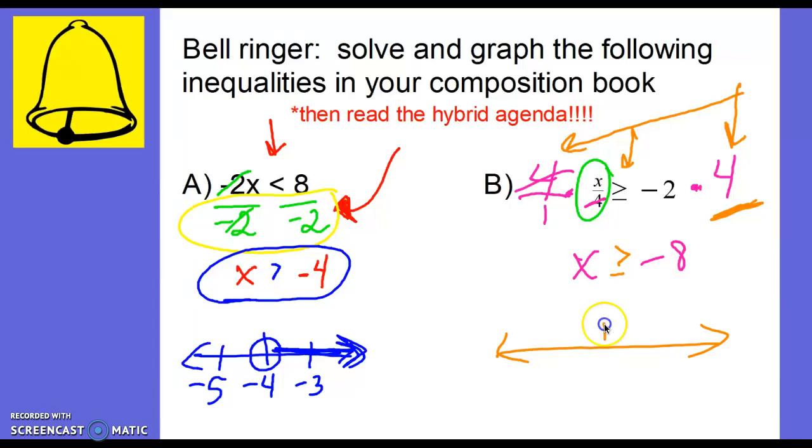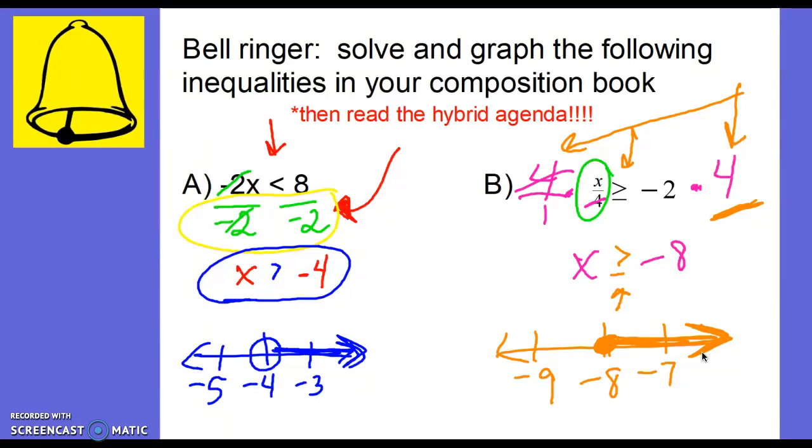Now when you go to graph, you can put -8 on the number line. One number above is -7, one number below is -9. This time you should have a shaded end dot because of that little equals to line right there. And then greater than is pointing to the right. All the numbers greater than -8 are to the right. So that's a little review of what we did yesterday.